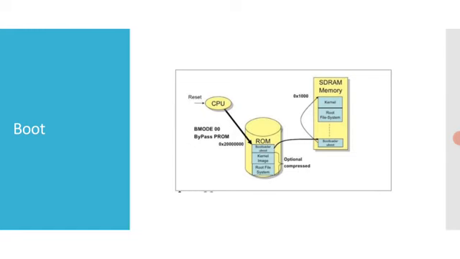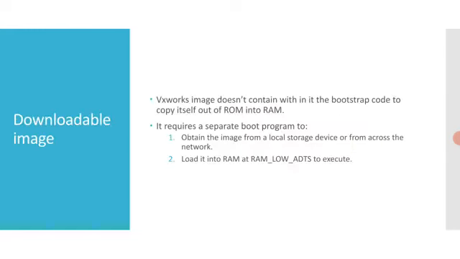So, downloadable images. A VxWorks image does not contain within the bootstrap code to copy itself out of ROM into RAM. It requires a separate boot program to obtain the image from a local storage device or from across the network, and load it into RAM at RAM_LOW_ADRS to execute.